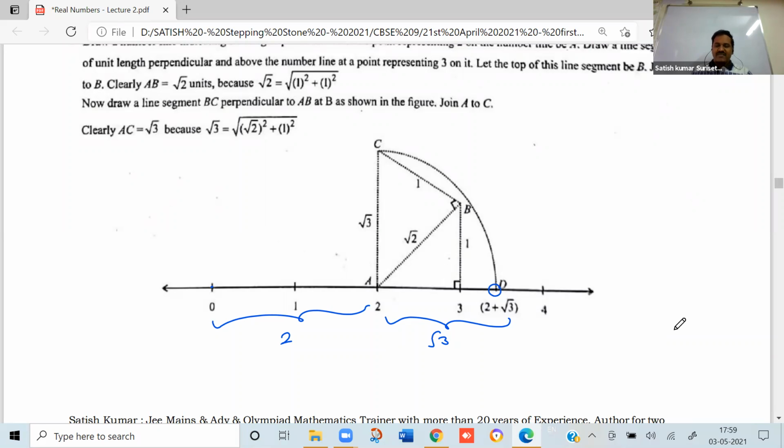Now after that, we have discussed how to represent rational numbers and irrational numbers on the number line as a point. Okay, we'll conclude now. So we'll continue in the next class. Okay.